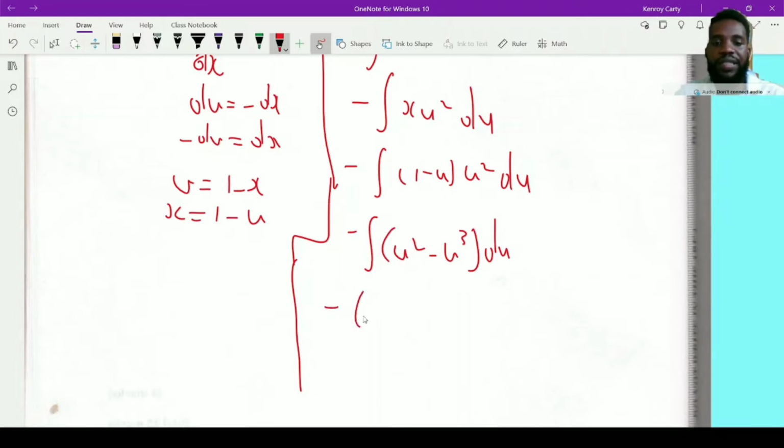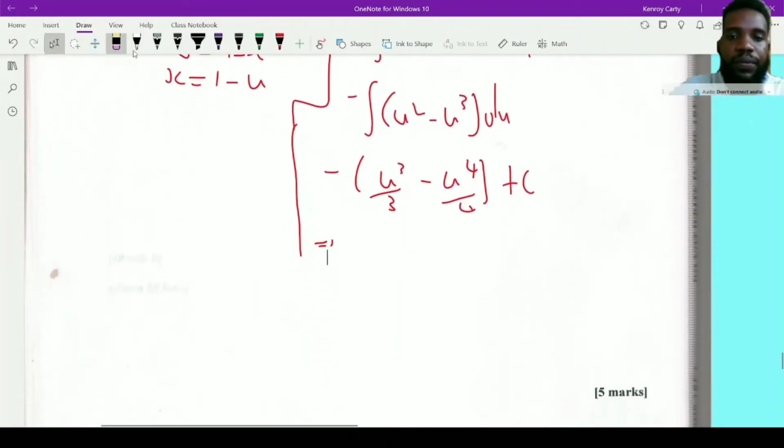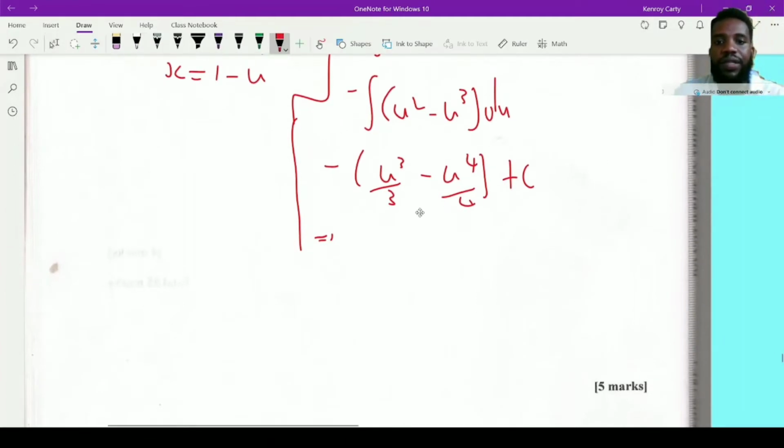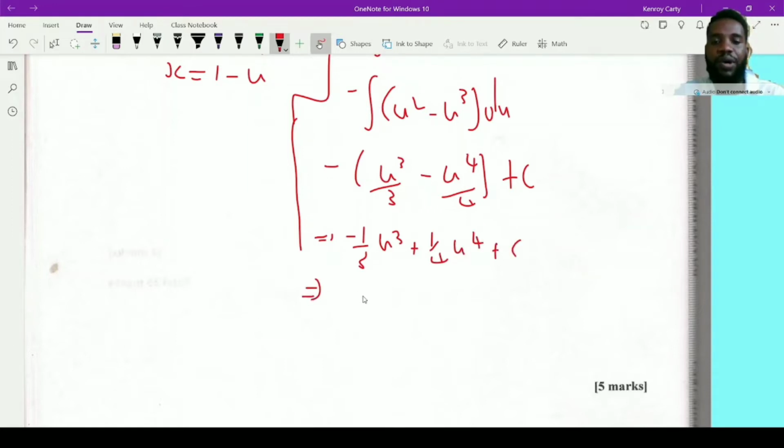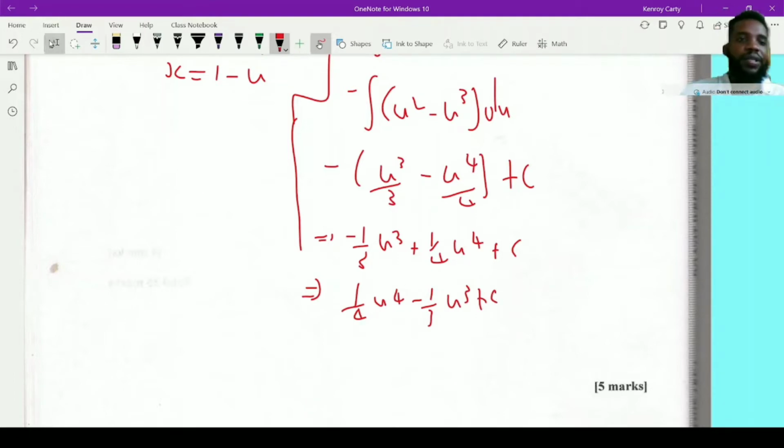So this becomes negative. If I integrate u squared, I'm going to have u cubed over 3 minus u to the 4 over 4 plus the constant of integration. I might want us to tidy this, write this in a better way. So what I could probably do here is multiply out by the negative. So I'm going to have negative 1/3 u cubed plus a quarter u to the 4 plus c, and probably put that in descending order of power. So you have a quarter u to the 4 minus 1/3 u cubed plus c. And that's how you get your 5 marks.